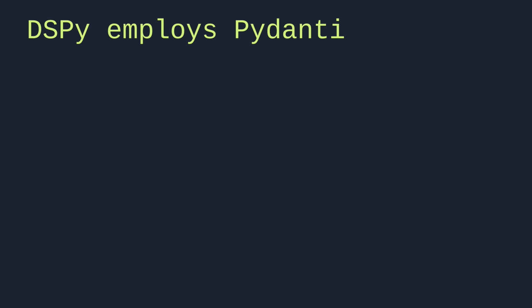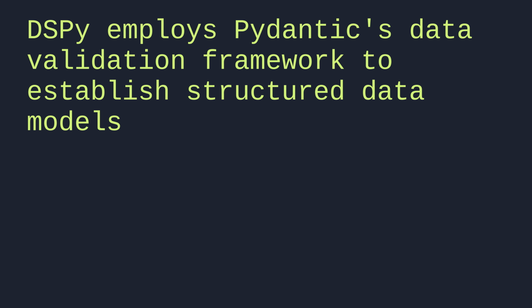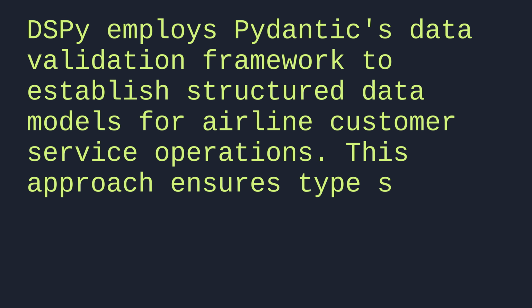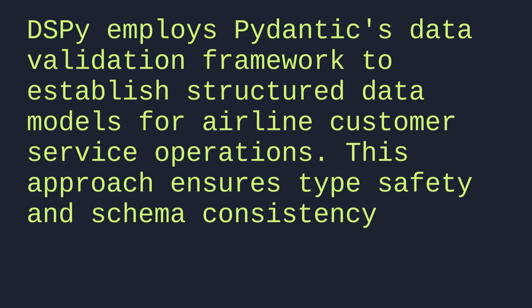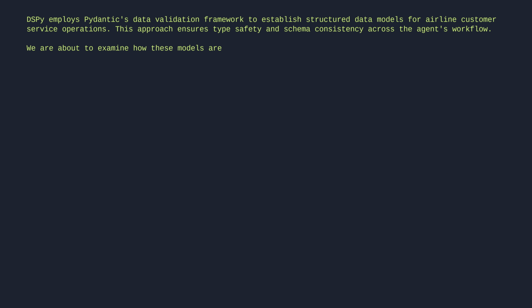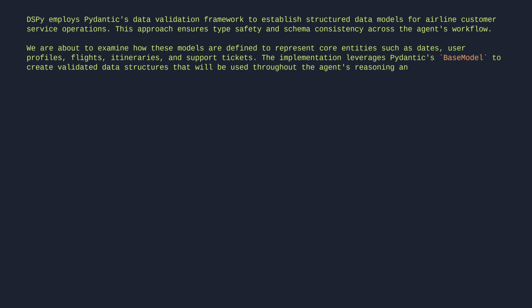DSPy employs Pydantic's data validation framework to establish structured data models for airline customer service operations. This approach ensures type safety and schema consistency across the agent's workflow. We are about to examine how these models are defined to represent core entities such as dates, user profiles, flights, itineraries, and support tickets. The implementation leverages Pydantic's BaseModel to create validated data structures that will be used throughout the agent's reasoning and acting processes.